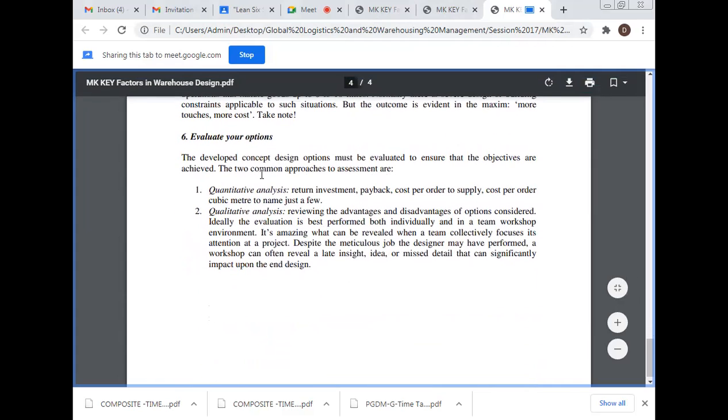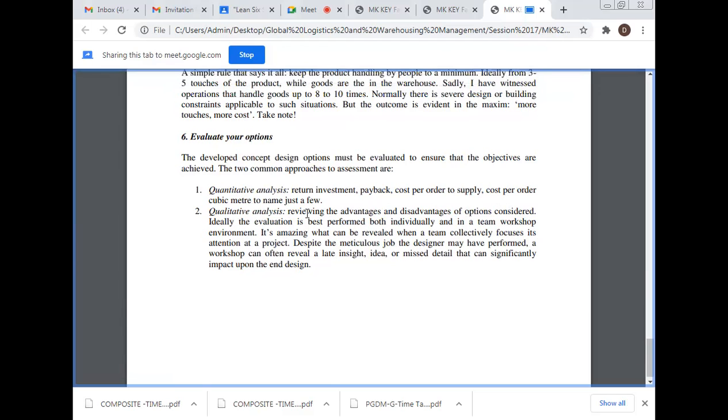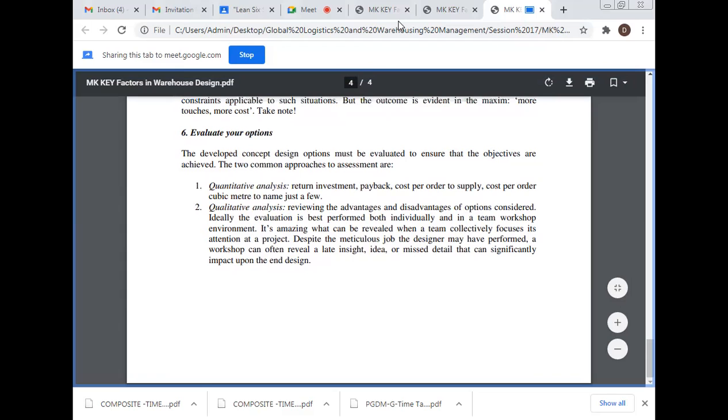Evaluate the design. The two common approaches of the assessment are the quantitative analysis: return on investment, payback, cost per order to supply, and cost per order cycle time. These are the quantitative assessments of the warehouse design. Return on investment, how much return is coming from the warehouse. Calculation of the payback period is important in the warehouse design. Cost per order to supply is important for the warehouse design.